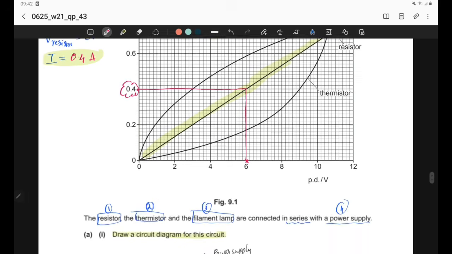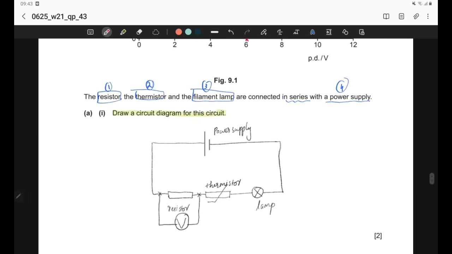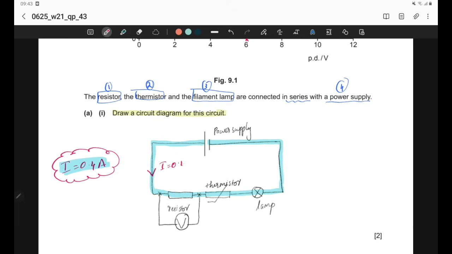So now there is a very important point you need to understand: a current of 0.4 ampere is flowing through this circuit in this given case. So 0.4 ampere current means the same current will be passing through all the components, as they are connected in series. So the current passing through the resistor is 0.4 ampere. The current passing through the thermistor is also 0.4 ampere. And the current passing through the lamp is also 0.4 ampere. And in this case, the voltage across the resistor is 6 volt.